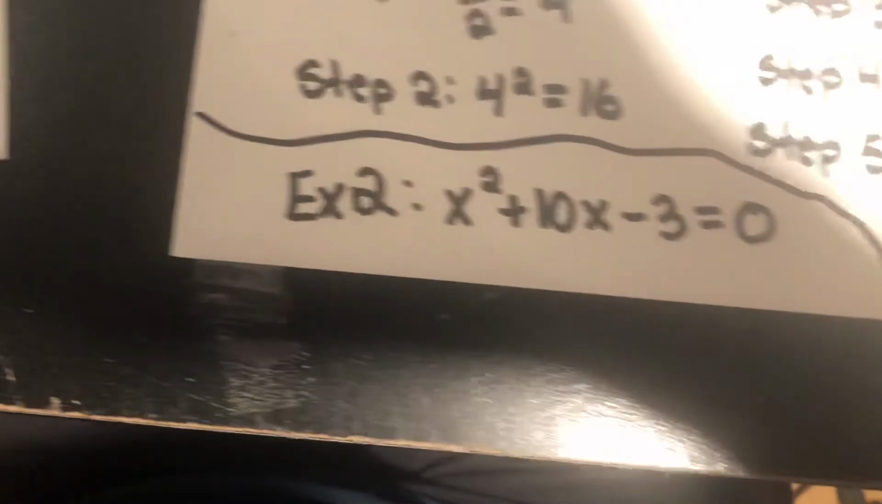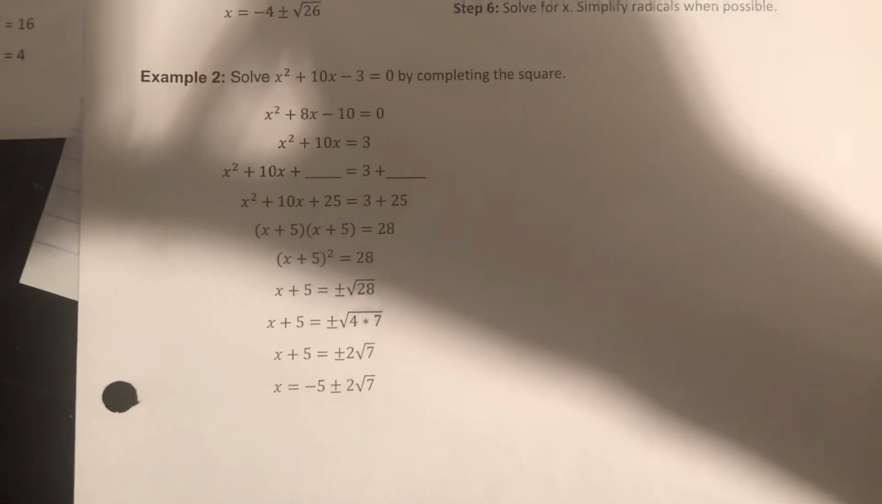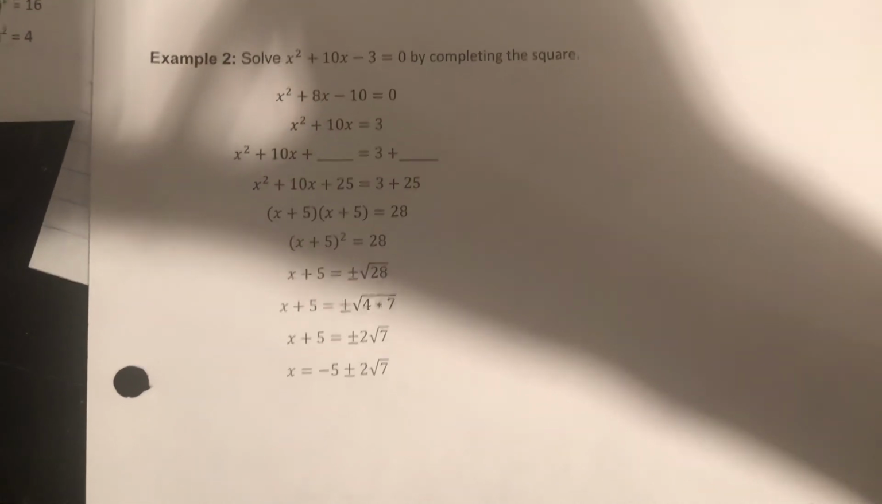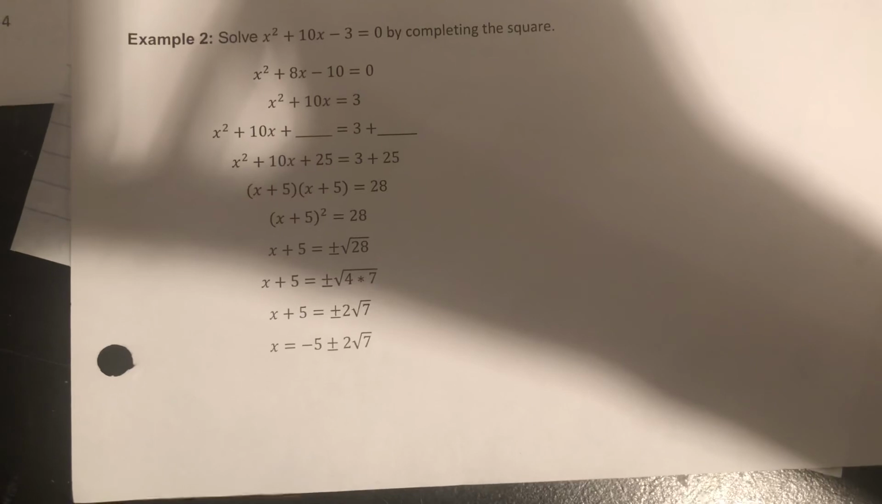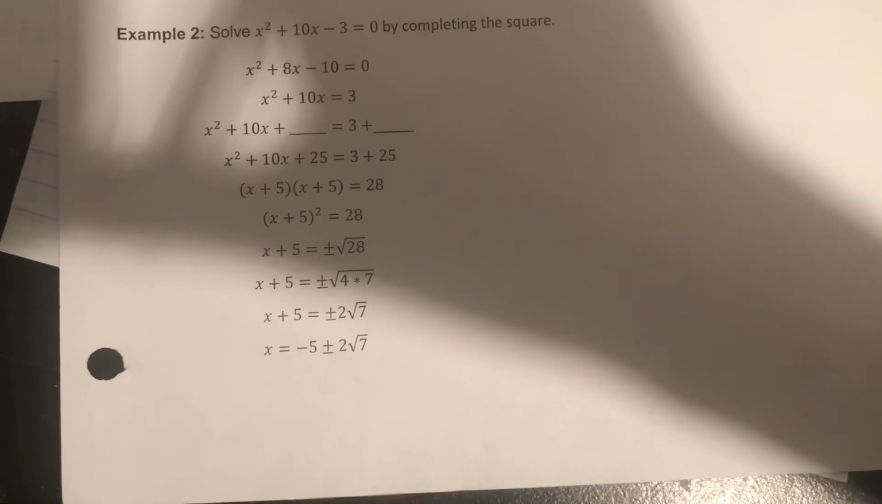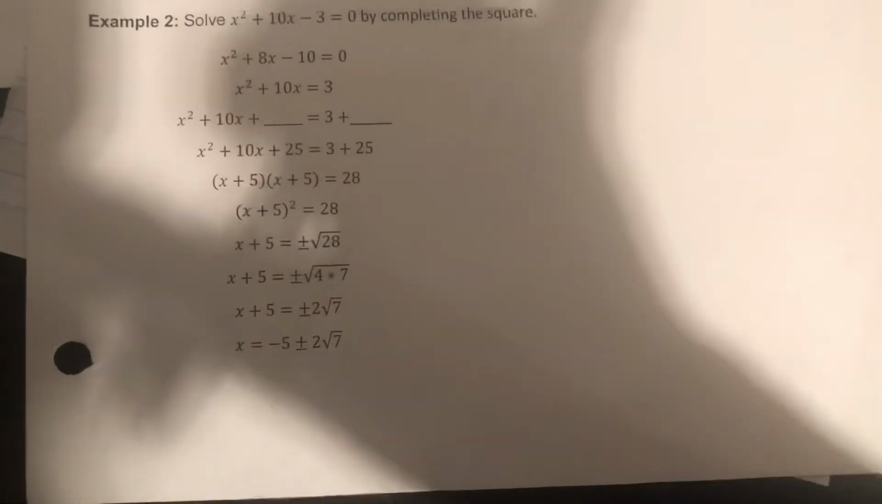All right. So hopefully this is what you should have gotten. You can pause the video again and screenshot this or write it down. You should have gotten negative 5 plus or minus 2 root 7 for your example 2.